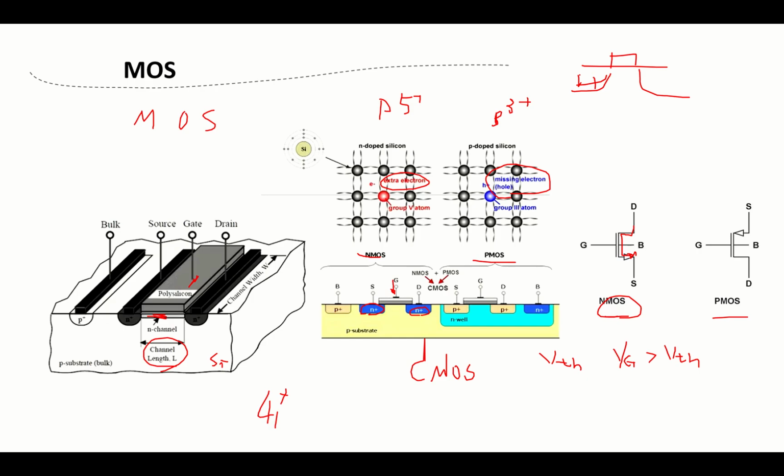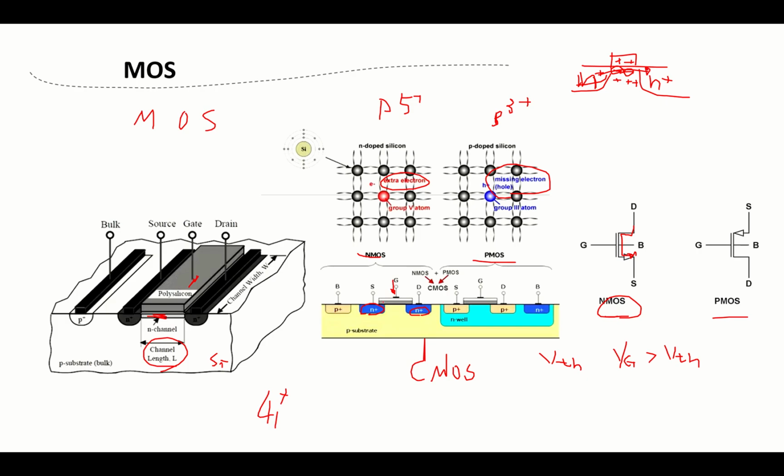We have N+ over here, which means we have extra electrons. If we apply a little voltage over here, probably nothing happens. If we keep increasing, we will get a depletion layer. Then if we keep increasing a lot, electrons will be attracted to this position. We get an inversion layer, and then the electrons can flow from source to drain. So we create a current over here.